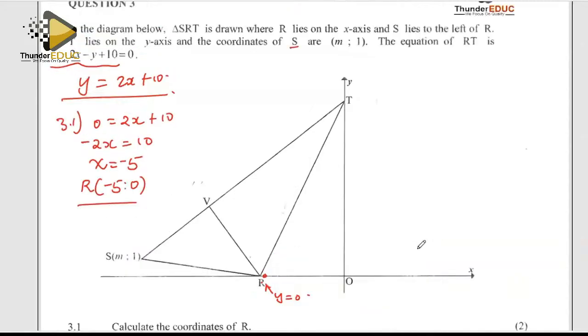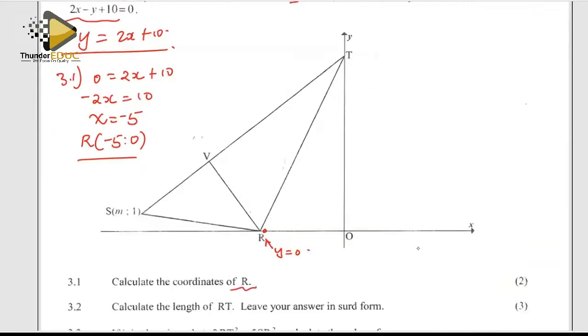And then 3.2, they want me to get the length of RT. I leave my answer in surd form. Now, given that the equation of RT is 2x plus 10, we know that this 10 is the y-intercept, telling us that the coordinates there are 0 and 10. They want us to find the length of RT. Since we've proved that this is negative 5, and we know that this is a 90, we can use the Pythagoras, or you can use your distance formula. There is no problem with that.